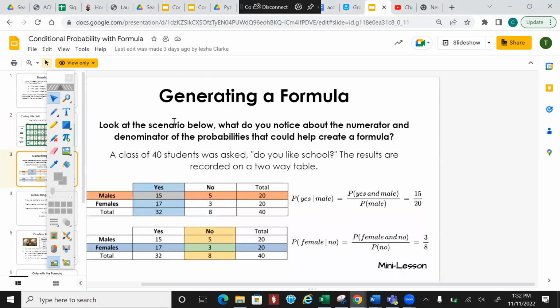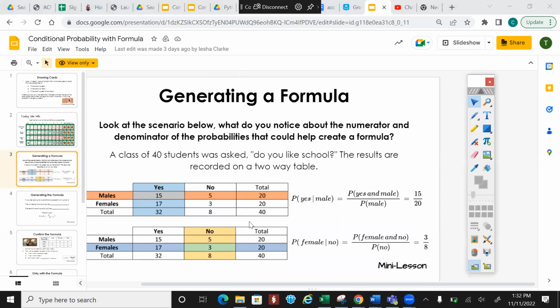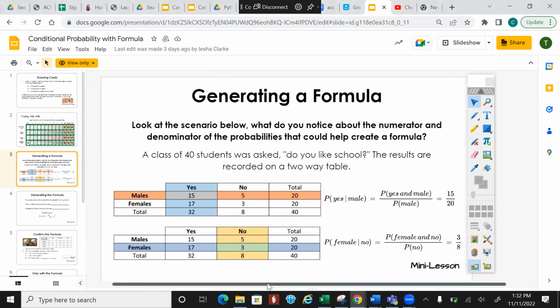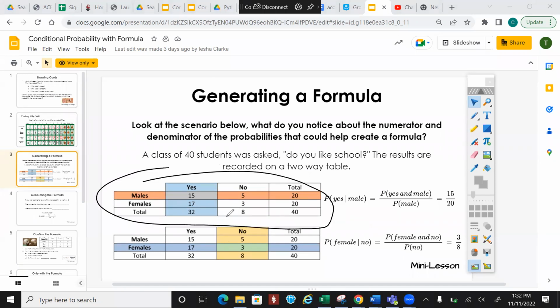Really quick, look at the scenario below. What do you notice about the numerator and the denominator of the probabilities that could help create a formula? A class of 40 students was asked the question, do you like school? Wow. Okay, the results are recorded on a 2-way table. So what I would do is I would go ahead and write down one of these tables, because this is the same, and then go ahead and write down these 2 formulas.